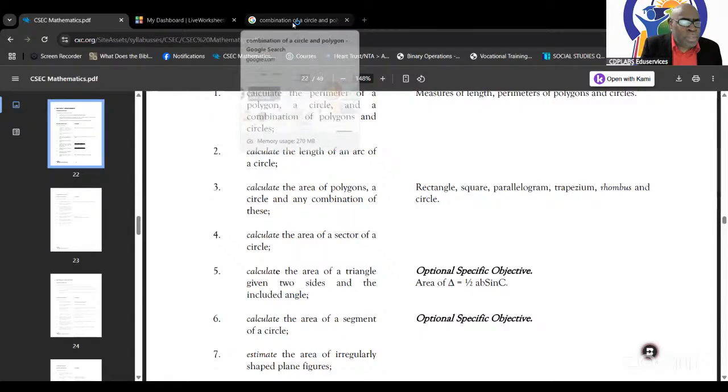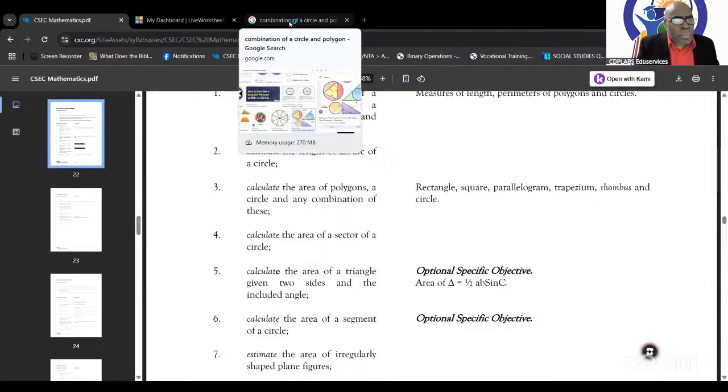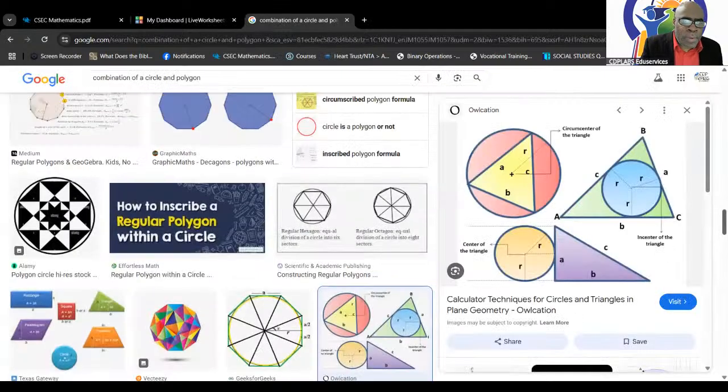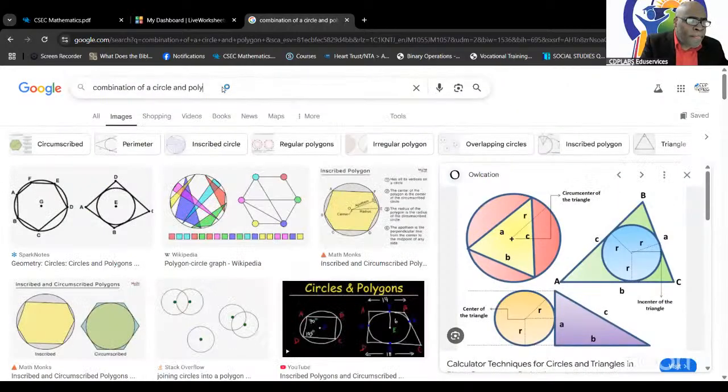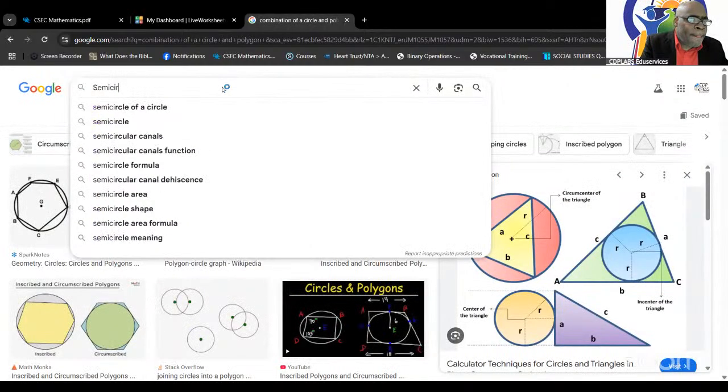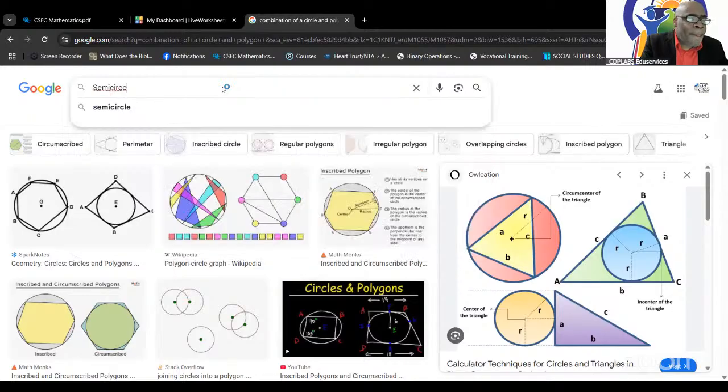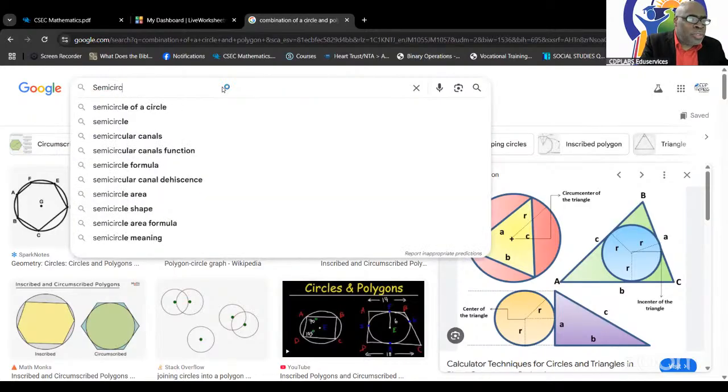Let's look at another combination. That's another combination. Semicircle and rectangle, that's how we call it. Semicircle. Use common sense and take me through this.